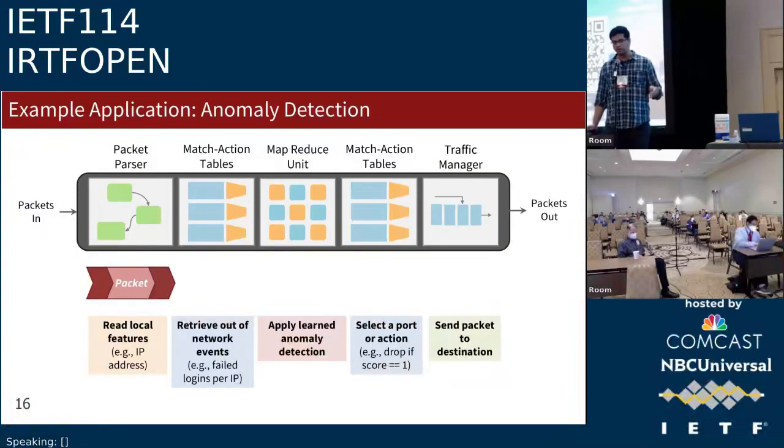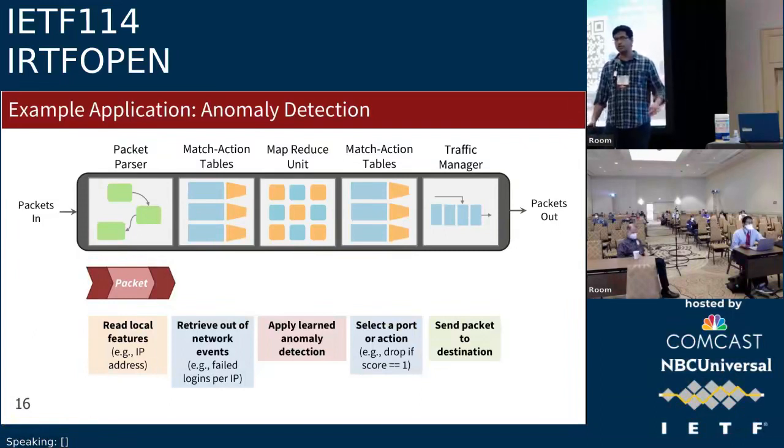The packet is going to move to the second stage, which are the match action tables. And from there, maybe we're going to do some sort of retrieval of out-of-network events. So these would be different kinds of elements of metadata that the control plane may have installed into the match action tables. So something like failed logins per IP. The packet then moves to the center block, the MapReduce unit. That's where we're going to apply our learned anomaly detection.